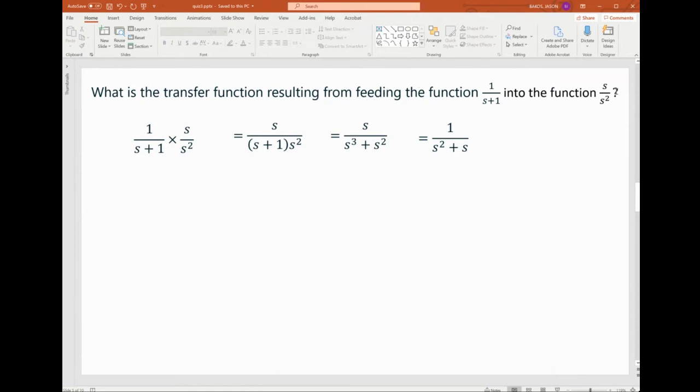But it's an easy question. You just multiply these two transfer functions together. So you end up with s divided by s plus 1 times s squared. And then you can reduce that to 1 over s squared plus s by dividing the numerator and denominator by s. Now, you don't necessarily have to do that.